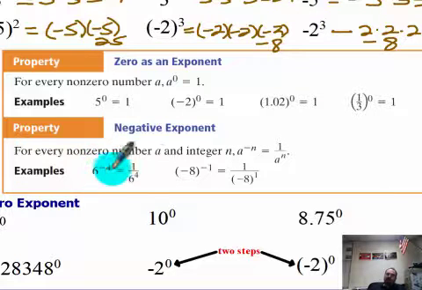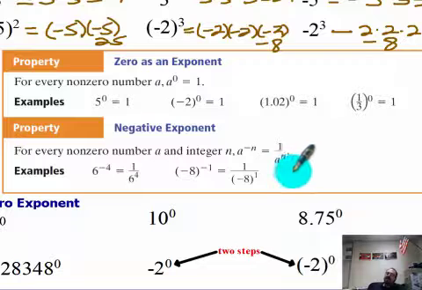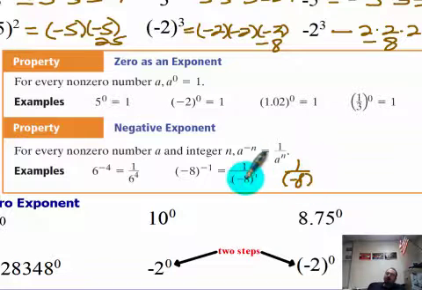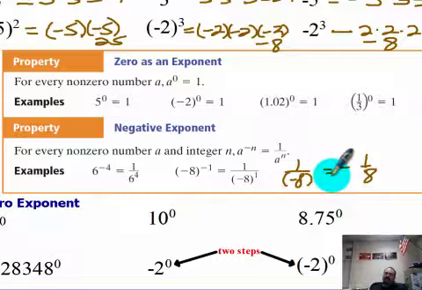And then take 6 to the negative 4th. You can flip the 6 and write 1 over 6 to the 4th. And here, negative 8 to the negative 1, flip the negative 8 and write 1 over negative 8 to the 1. Negative 8 raised to the 1 here would just become negative 8. So I would get negative 1/8. Anything raised to the 1 doesn't change, okay?